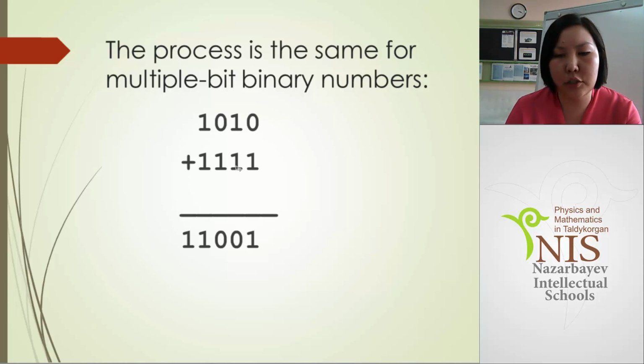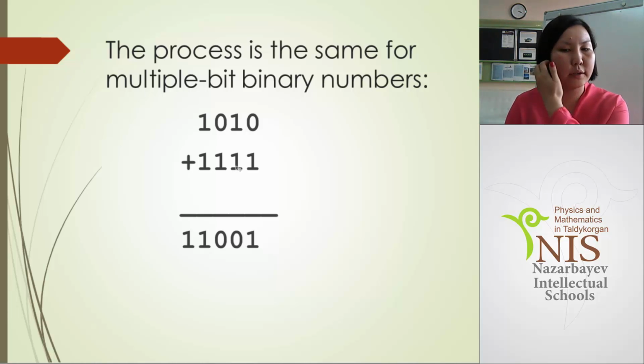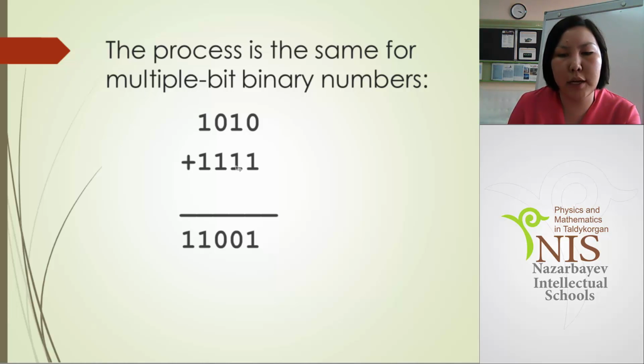The most right digit of the first number, 0, added to 1, the most right digit of the second number, will give us 1. The same for the second digits, 1 and 1, gives us 1, 0, as you remember. We write only 0, and the 1 we just put in our memory. And the same process as in decimal goes further, and we will have the result 1, 1, 0, 0, 1.